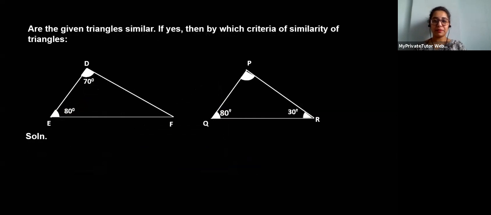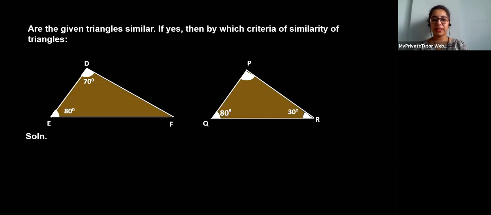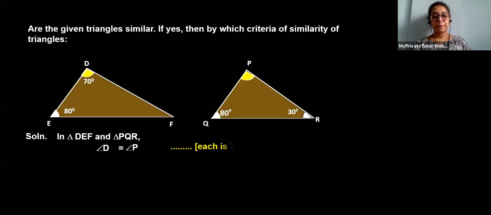Let's go to the second example. In the second example, are the given triangles similar? If yes, then by which criteria of similarity? So let's check. We have triangle DEF and triangle PQR. In triangles DEF and PQR, you observe angle D is 70 degrees. Angle D is equal to angle P.